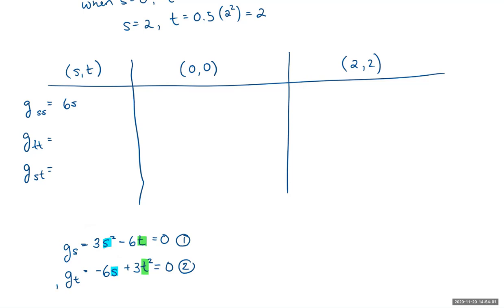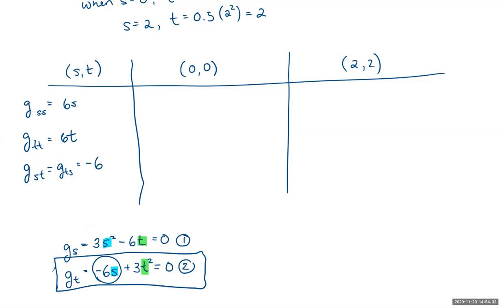Now for GTT, I'm going to take my GT derivative right here, and take the derivative with respect to t, and that gives me 6t. And now I'm going to do the derivative GST. Working off the one I still have boxed, the derivative GT, I'm going to take the derivative with respect to s. I have one s term here, the negative 6s, so the derivative of negative 6s is negative 6. Okay, so now I've got the formulas for my second derivatives.